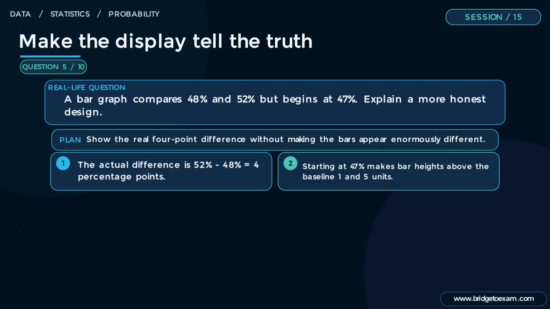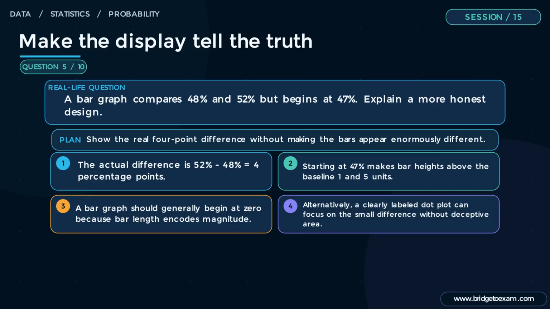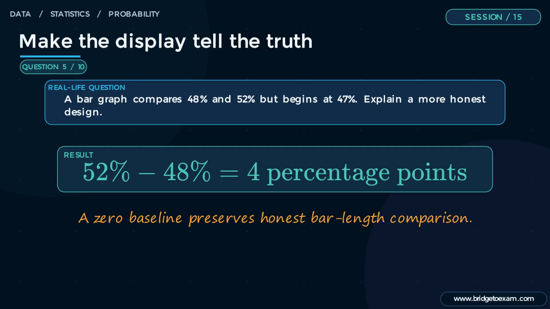Step 2. Starting at 47% makes bar heights above the baseline 1 and 5 units. Step 3. A bar graph should generally begin at 0 because bar length encodes magnitude. Step 4. Alternatively, a clearly labeled dot plot can focus on the small difference without deceptive area. Quick check. The design should allow readers to see both the values and their modest difference. This matters in real life because polling graphics should communicate uncertainty and scale rather than dramatize small gaps.